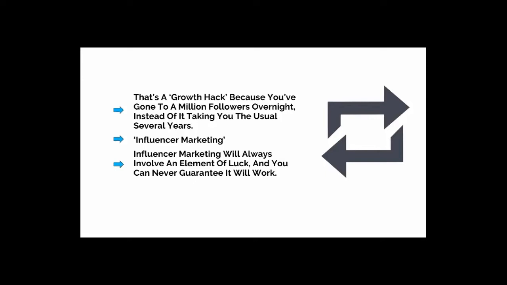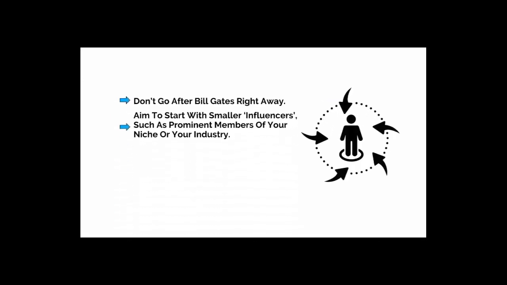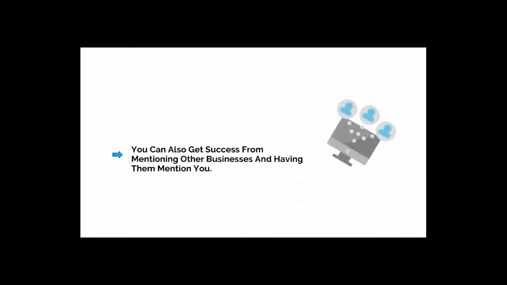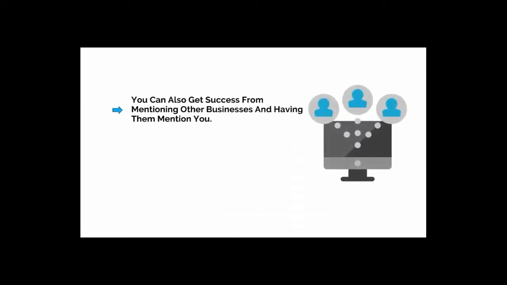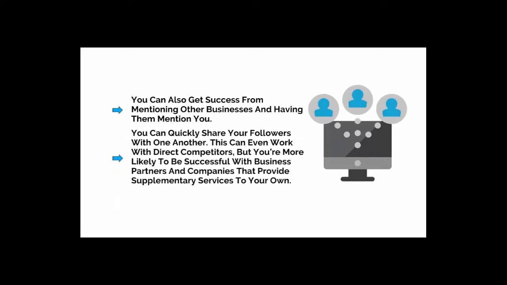Oh, and a tip: don't go after Bill Gates right away. Instead, aim to start with smaller influencers, such as prominent members of your niche or your industry. Look for someone with about 1,000 followers and then someone with 100,000 followers and build your way up to the top. You can also get great success from mentioning other businesses and having them mention you. That way you can quickly share your followers with one another.